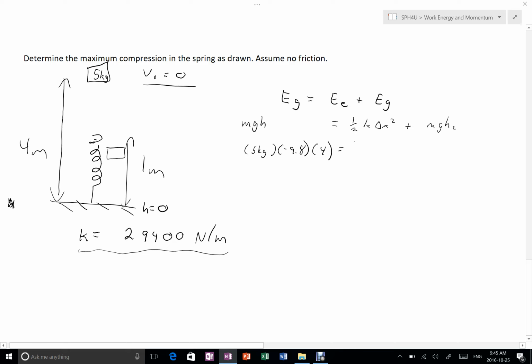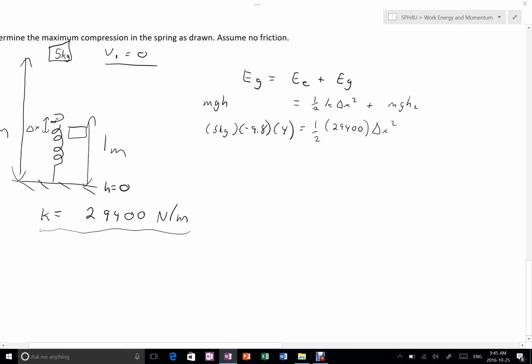Now careful here, my 1/2 times 29400 times delta x squared, because I don't know how much this is going to compress, delta x, as this thing lands. So I have that delta x is an unknown in my final elastic energy. And my final gravitational, 5 kilograms times 9.8. Actually, because I didn't put a negative, I don't put it there. 9.8 newtons per kilogram, times my final height.